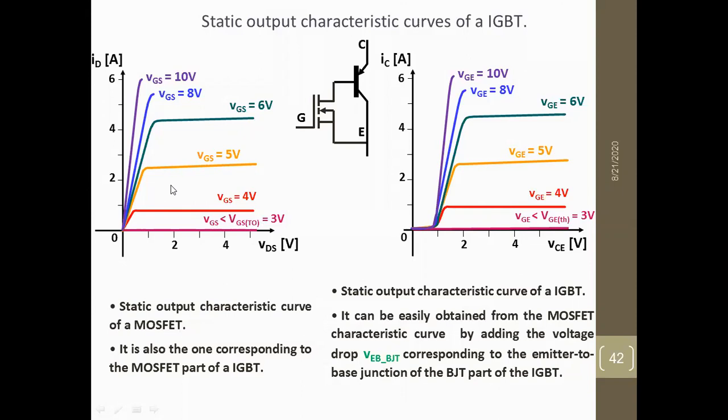Okay, the output characteristics. If you observe the output characteristics of the IGBT, they can easily be obtained from the MOSFET characteristics curve by adding the voltage corresponding to the emitter-to-base junction of the BJT, a part of the IGBT. What I am saying is that the characteristics of the BJT and the MOSFET are the same with respect to these two. By combining these two characteristics, we get the IGBT. That is the static output characteristics of the IGBT.